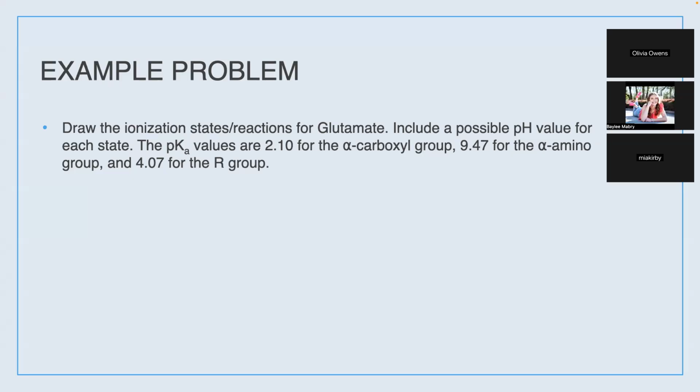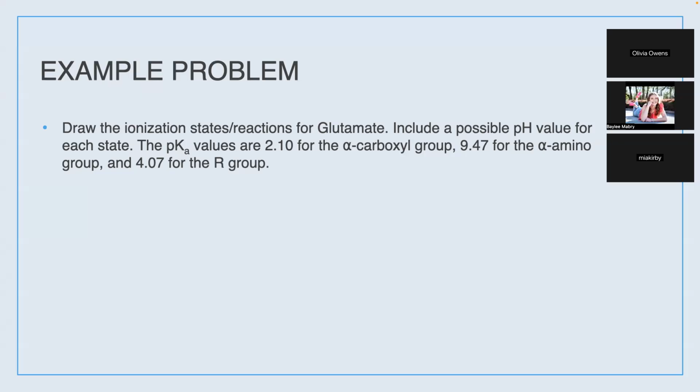Okay, so we're gonna draw the ionization states and reactions for glutamate. And then we'll include a possible pH value for each of the states, and then we're given the pKa values. So how to start this? What I would recommend, so you've got, probably not yet, but by the time you take your test, you will have all of the structures of the amino acids in your head. You'll know, like, okay, let me flip through the tabs here, I see glutamate. And then I recommend starting with either the fully protonated or the fully deprotonated version because we're wanting to draw all the states, right?